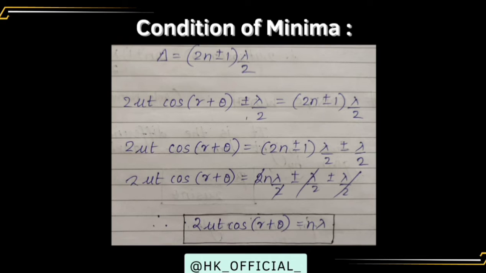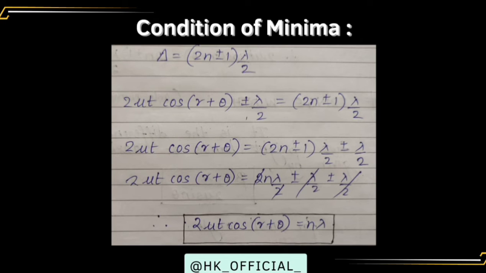Now here, as delta is 2 mu t cos(r + theta) ± lambda by 2, just equate both, which is the condition of minima. What is it? (2n ± 1) into lambda by 2. As I told you, you have to just keep 2 mu t cos(r + theta) on the left hand side, and whatever the thing is there, you have to keep it on the right hand side. So here, if you simplify, I will multiply lambda by 2 into (2n ± 1).